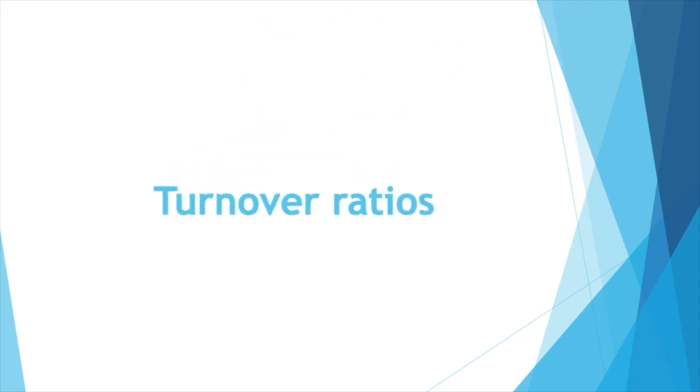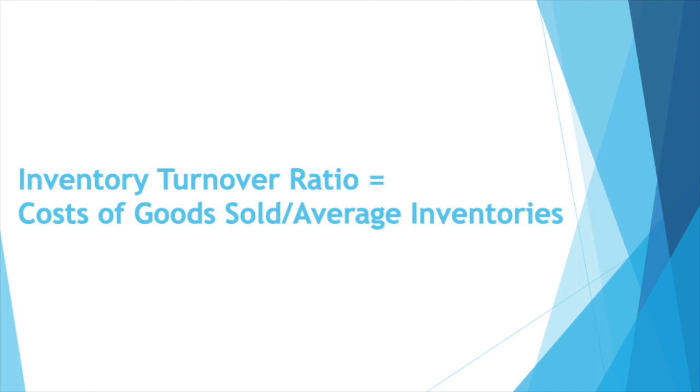The third set of ratios are the turnover ratios. Turnover ratios are used to measure your company's income against its assets. There are many different types of turnover ratios. Here are some of common turnover ratios. Inventory turnover ratio, which equals cost of goods sold divided by average inventories. The inventory turnover shows how much inventory you have sold in a year or other specified period.